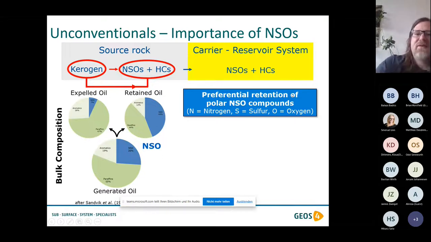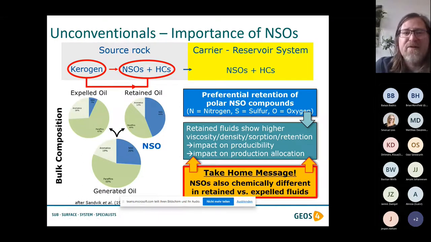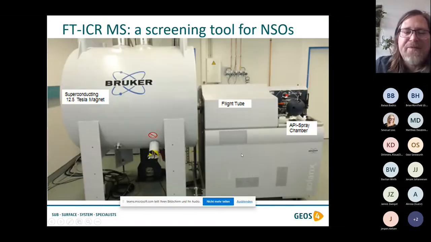This preferential retention is mainly explainable because the polar NSO compounds feature functional groups which have a high affinity to sorb to the organic matter itself or to the source rock matrix. As those retained fluids are much more enriched in NSO compounds, they show higher viscosities and densities, which clearly has a big impact on producibility. So my take home message here is that not only the biomarker composition of expelled and retained fluids is different, but also the NSO composition. This was studied using FT-ICR as a screening tool for those NSO compounds in the last few years at GFZ. This machine stands at GFZ.